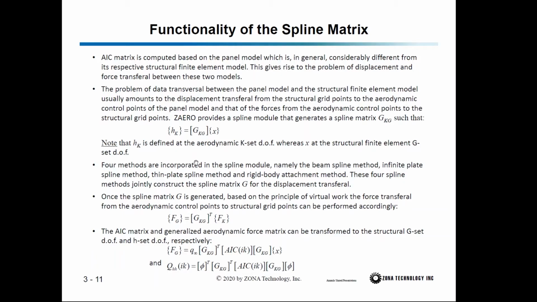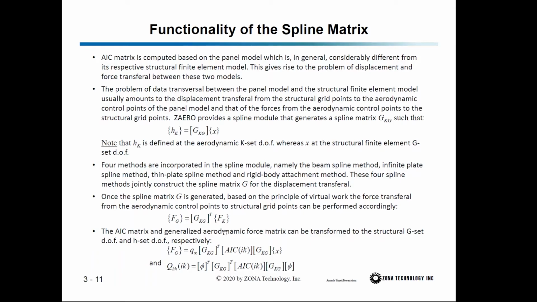And we have 4 methods incorporated in the spline module, namely the beam spline method, infinite plate spline method, thin plate spline method, and the rigid body attachment method. These 4 spline methods jointly construct the spline matrix G for displacement transfer. Now, if you want to transfer the aerodynamic forces in the K set back to the structural G set, all you need to do is use the transpose of the spline matrix, and based on the principle of virtual work, one can prove the force is conserved.